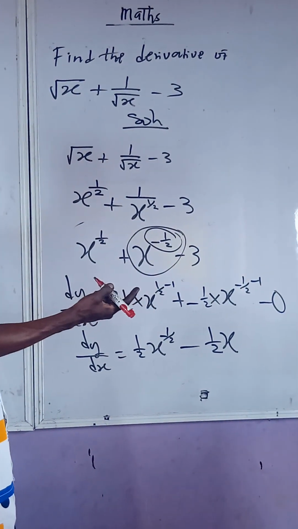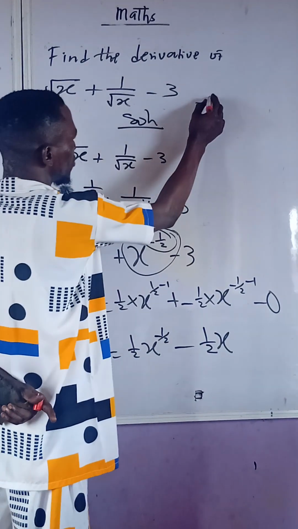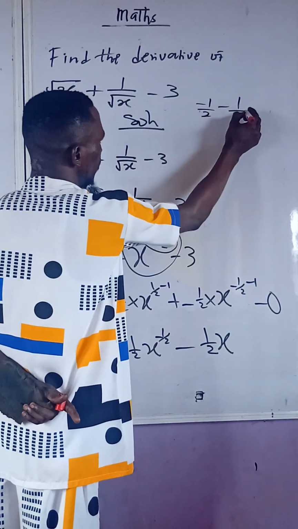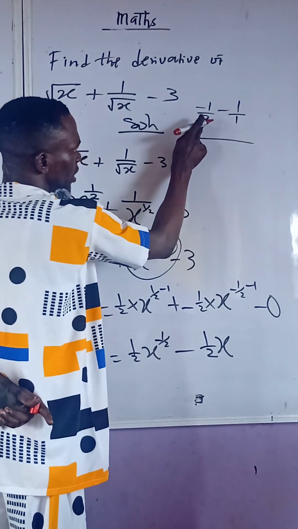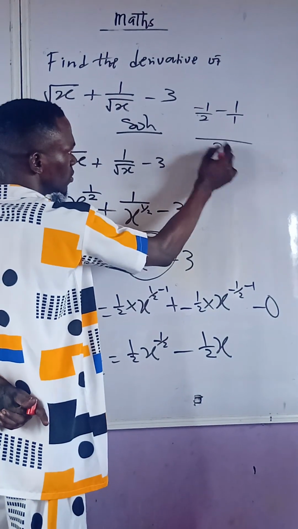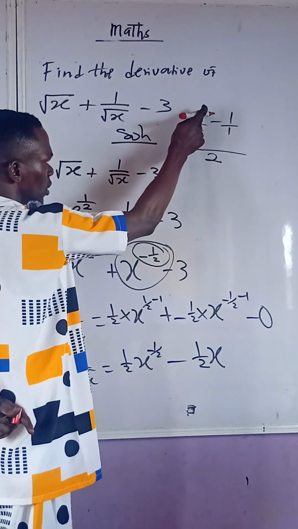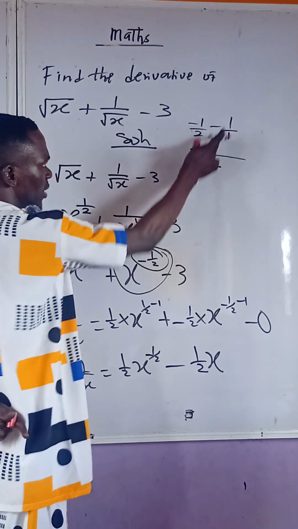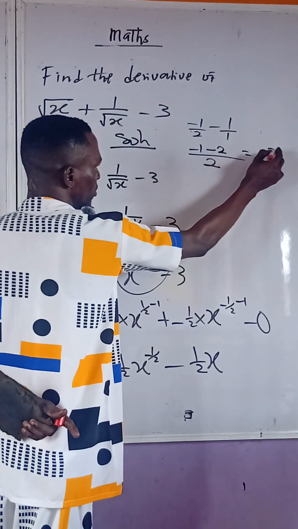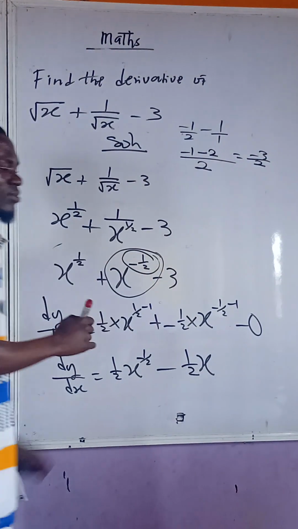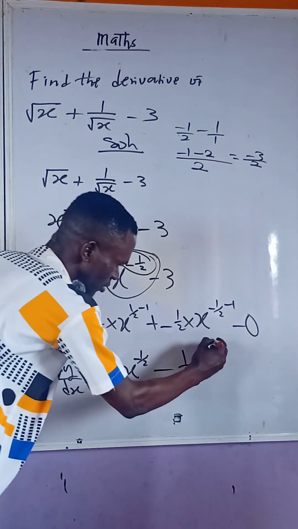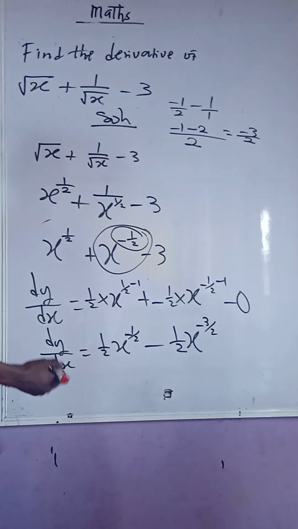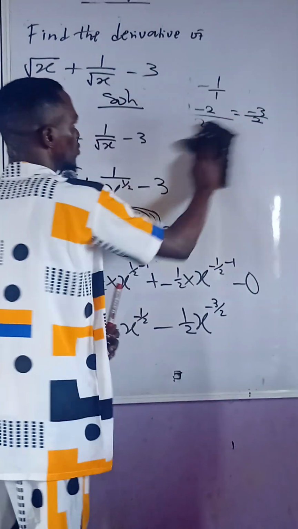Should I show you that one again? I will show you. Minus 1 over 2 minus 1, we have 1 under the 1 here. 2 into 2 is 1, times this one gives us minus 1. Minus this minus, bring it down: 1 into 2 is 2, times this one gives us 2. That will give us minus 3 over 2. So this one will give us minus 3 over 2.